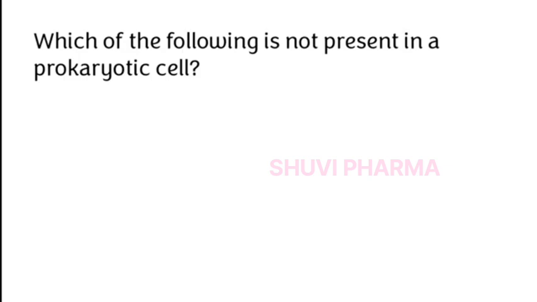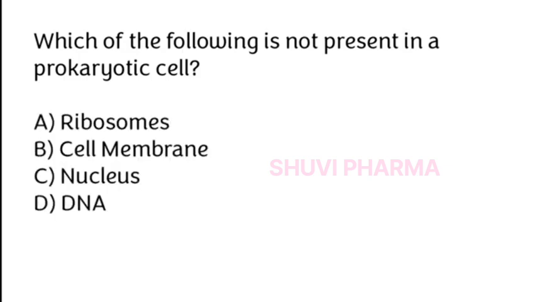Which of the following is not present in a prokaryotic cell? Ribosomes, cell membrane, nucleus, DNA. The correct answer is option C. Nucleus is not present in a prokaryotic cell.